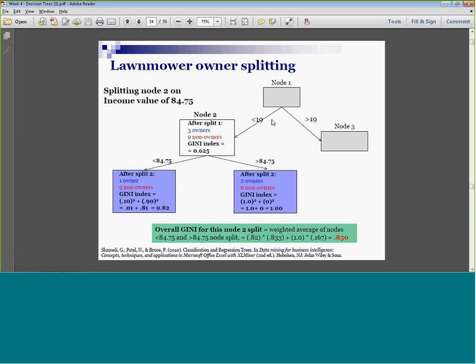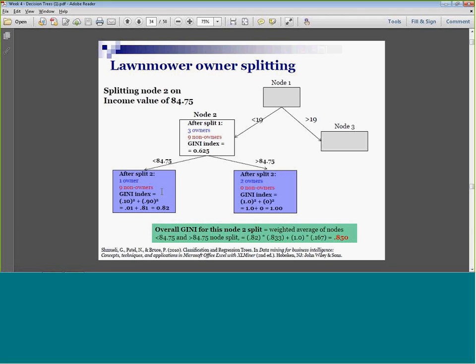So if you have less than 19,000 square feet and you make less than 84.75, we're pretty sure you're a non-owner. Not positive, but pretty sure. If you have a lot size less than 19 and you make more than 84.75, we are 100% confident, based on our data set, that you own a riding mower. There's only two of them, and they're both over here.